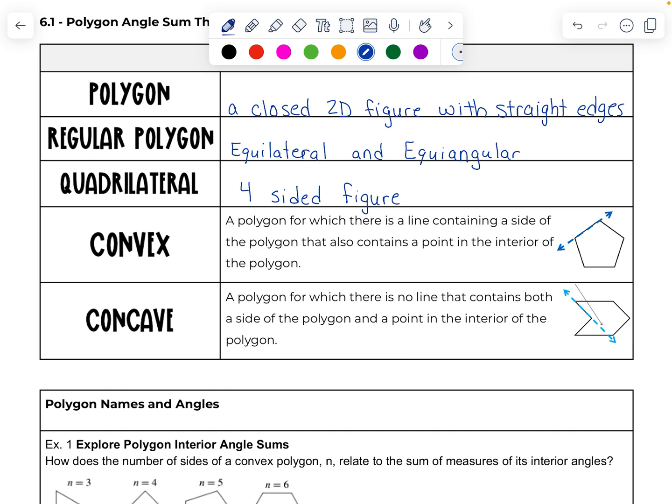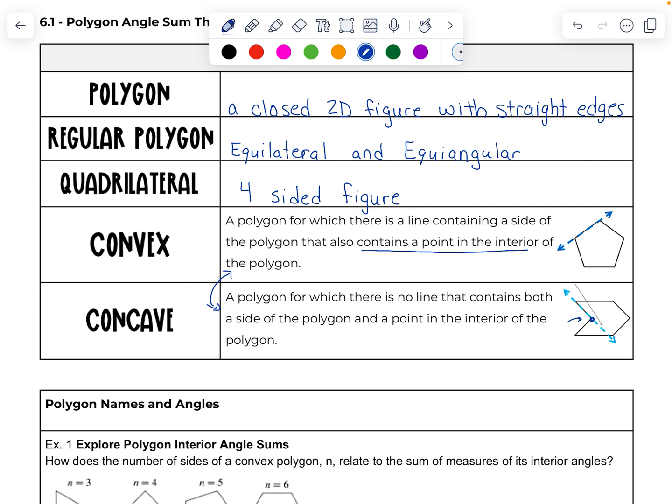So basically, there's no diagonal. I think we got these switched. Okay, these are in the wrong box. Sorry about that. Those are switched. Concave is when something caves in. So this picture is concave, right? That's caving in, and that contains a point in the interior. This is the interior, or inside the shape. So that is down there.